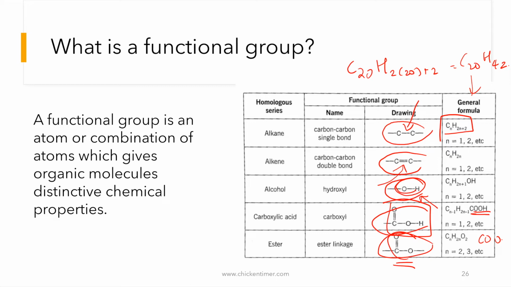You will need this chart later. This functional group will give the organic molecule a distinctive chemical property. It will give the molecule a special chemical property that is very easy to tell apart from other homologous series. You caught me? Okay.